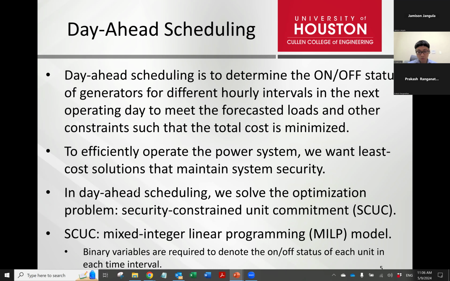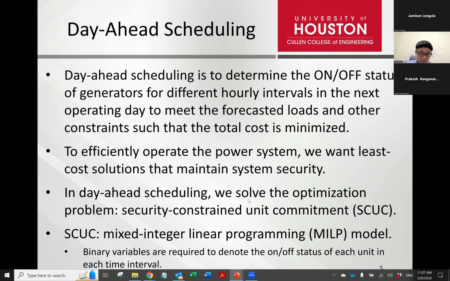Power system day-ahead scheduling is to determine the on-off status of synchronous generators for different hours in the next operating day, so that the scheduled solutions can meet the forecasted loads and other physical and reliability constraints such that the total cost is minimized. Power system is a physical system with many physical restrictions and reliability requirements, but in most cases we can always find a lot of feasible solutions. Among those feasible solutions, we want to pick the one with the least cost so that we can ensure power system operational efficiency.